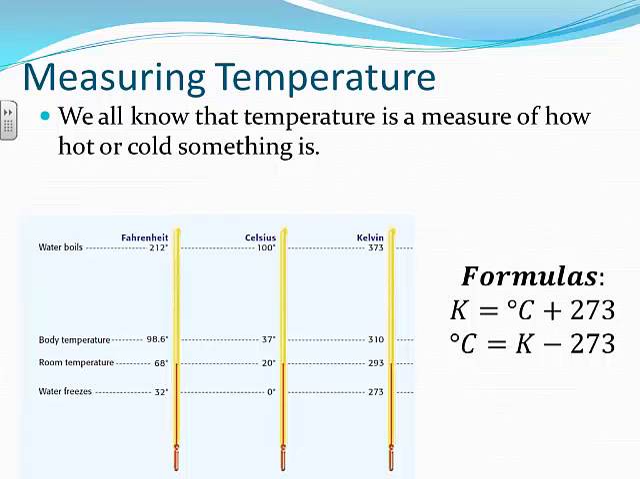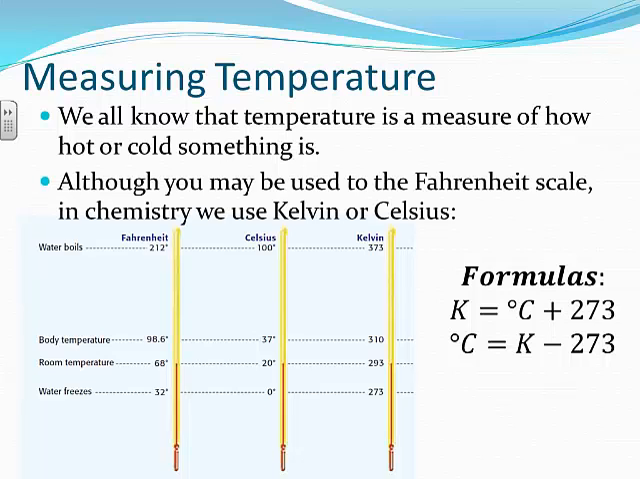You can switch back and forth between the Kelvin and the Celsius scale by adding or subtracting 273. That's because the Kelvin scale was created in order to get rid of negative values for your temperature. So the 0 point on the Celsius scale is at the freezing point of water. In the Kelvin scale, they have moved that 0 point down to the absolute lowest temperature possible, and they called that absolute zero. Therefore, there will never be negative numbers in the Kelvin scale. So although you may be used to the Fahrenheit scale, in chemistry we use Kelvin or Celsius.